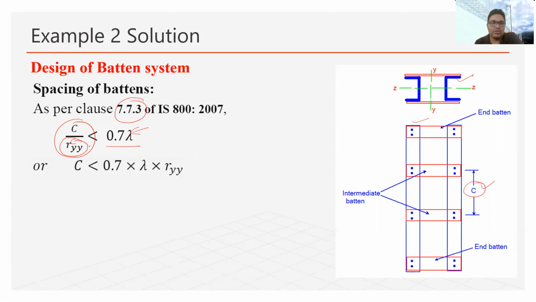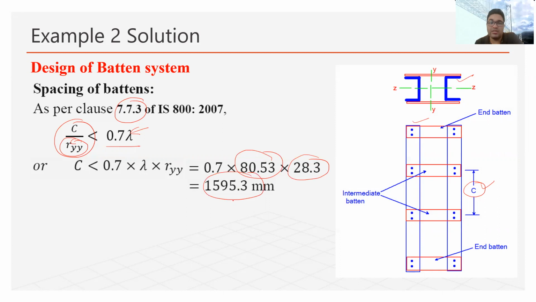Using this relation, C should be less than 0.7 times lambda into RYY. Putting in the values, we know the effective slenderness ratio of the whole column is 80.53, and the RYY value of the channel section from the steel table is 28.3. So putting all the values, C should be less than 1595.3. Well, this is one aspect.